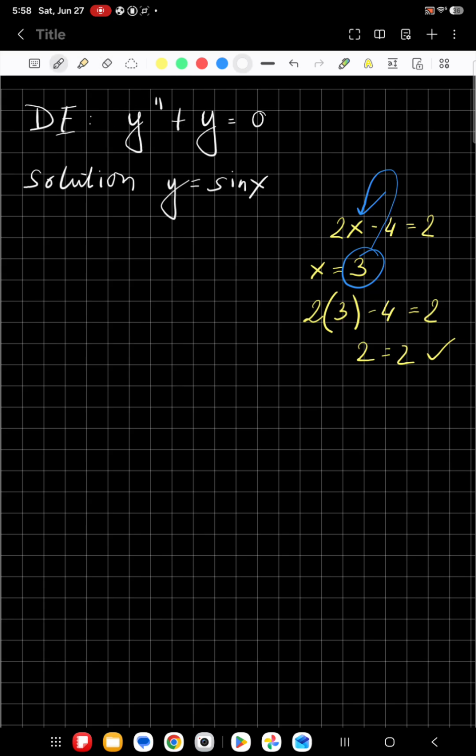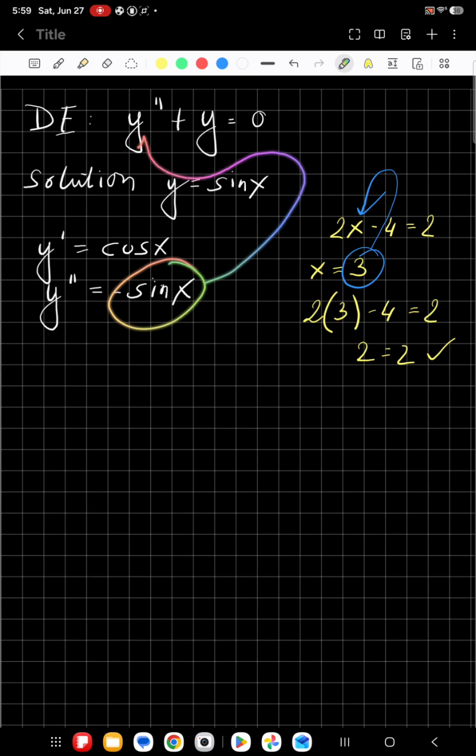All right, so let's do that. So I have y prime. The derivative of sine x is cosine x. So this is my y prime. Now the second derivative. I have cosine x, so the derivative of that will be negative sine x. Okay, so now I have y double prime, so I can plug it in here.